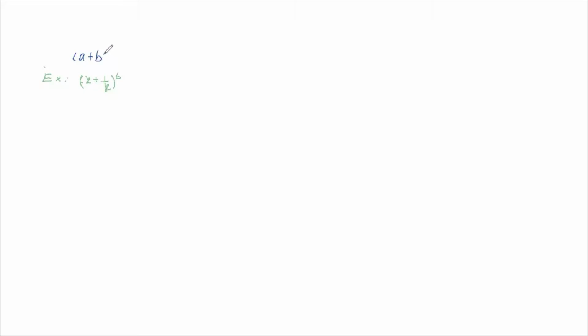(a + b) power n equals nC0 a^(n-0) b power 0, plus nC1 a^(n-1) b power 1, plus nC2 a^(n-2) b power 2, plus nC3 a^(n-3) b power 3, and plus up to the nth term. That means nCn a^(n-n) b power n.